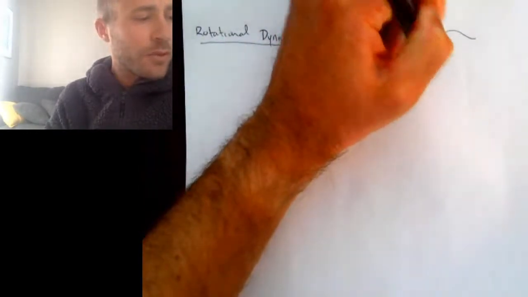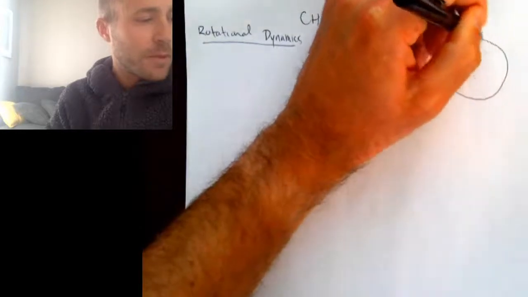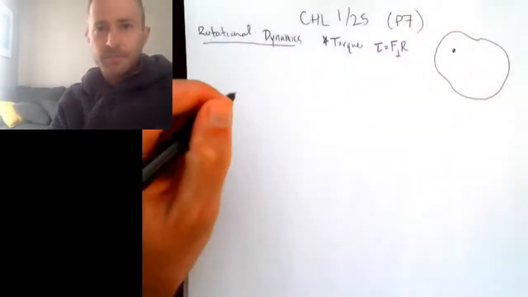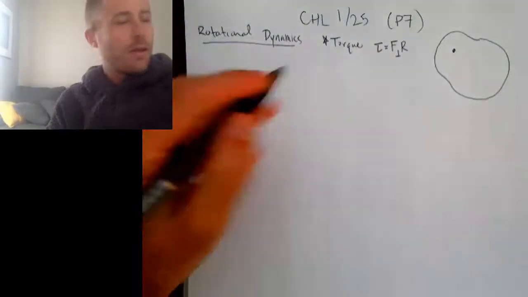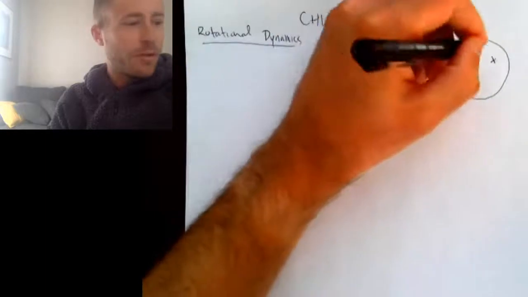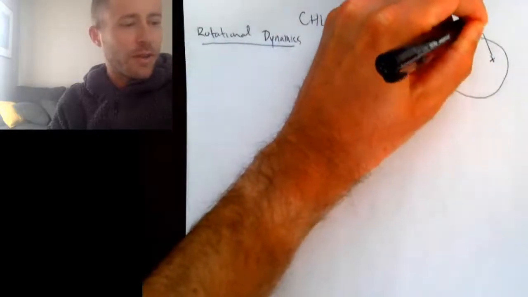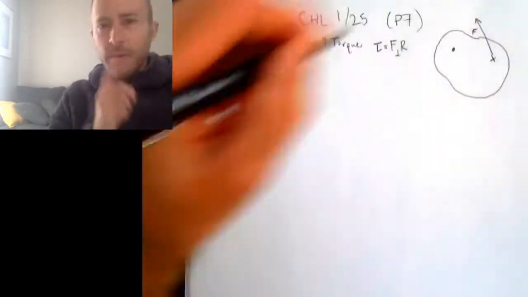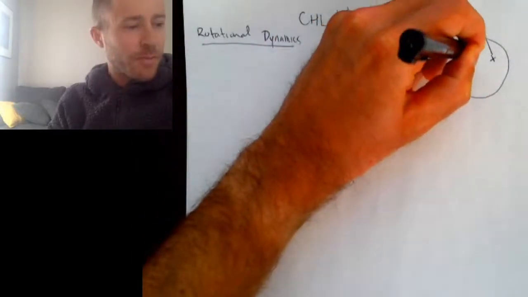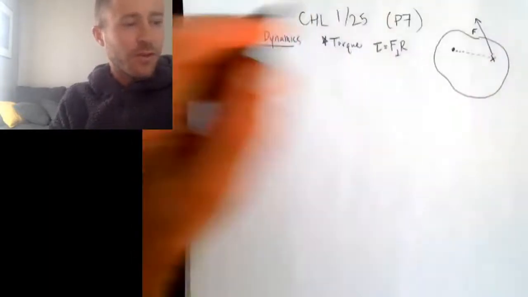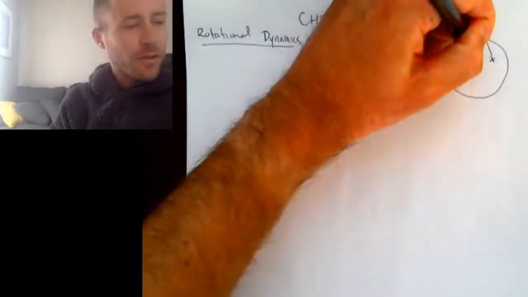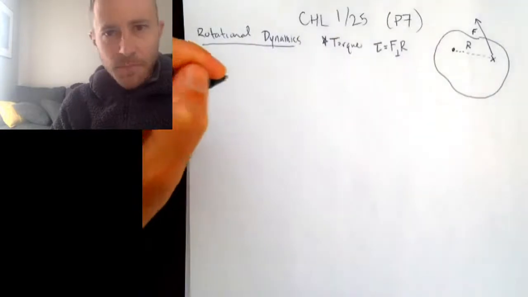Well, let's suppose you have some blob like this, and the blob has a pivot point. And right here, a force is being applied. So maybe that force is being applied in that direction. So there's the force. So what we do is we draw a line segment that extends from the pivot point to where the force is applied. The length of that line segment is R.